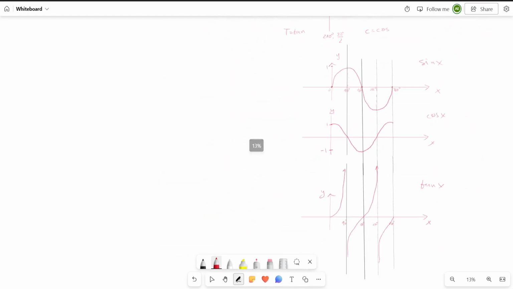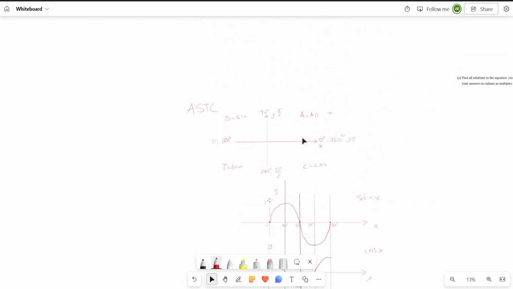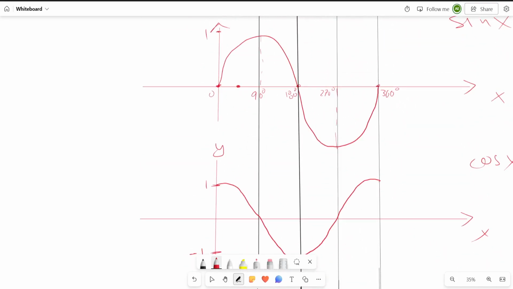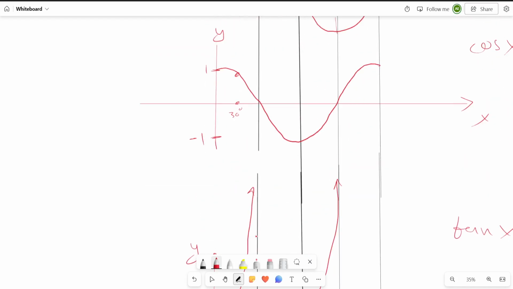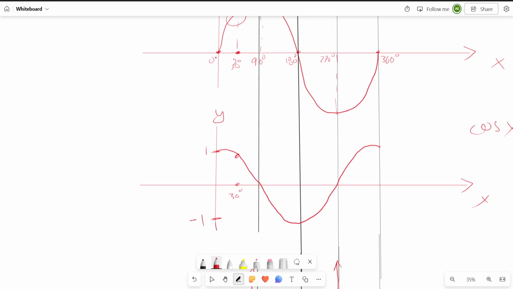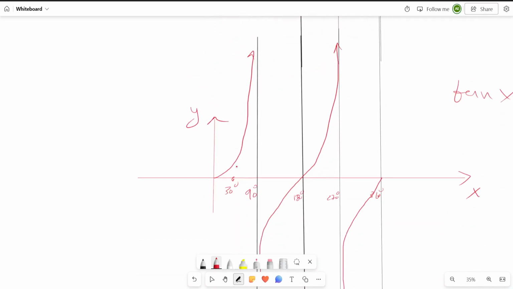What do I see from here? From my first quadrant, it says that for any angle between 0 and 90, all of these functions are going to be positive. Let's see that. Take any angle from 0 to 90, let's say this angle over here. We can see that the sine is a positive value. The cosine for the same angle, let's say this is 30 degrees, and for the tan as well, 30 degrees. Any angle in this region between 0 and 90 will give me a positive value for all my three functions.